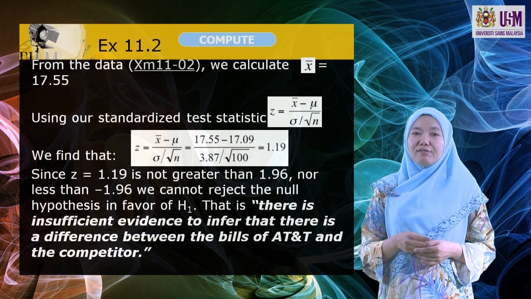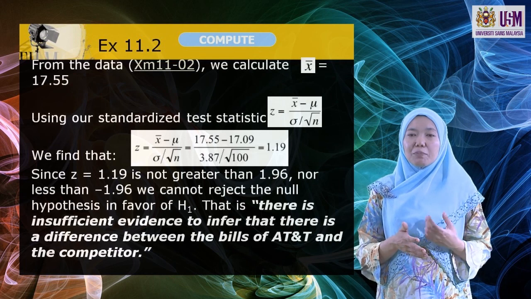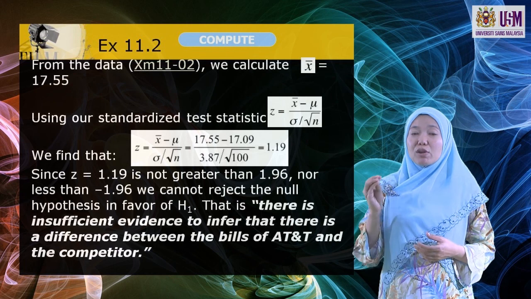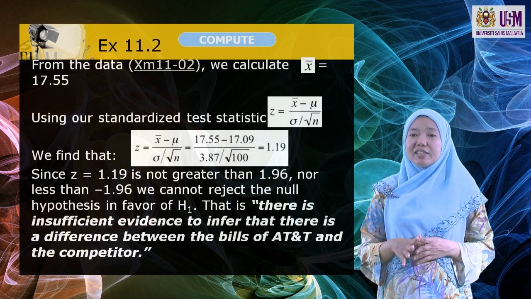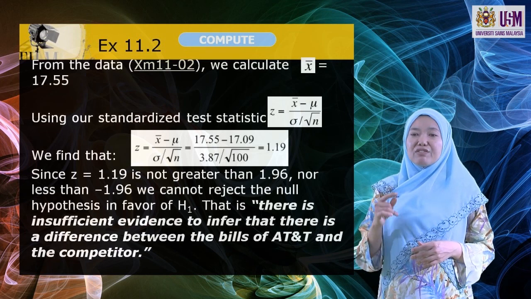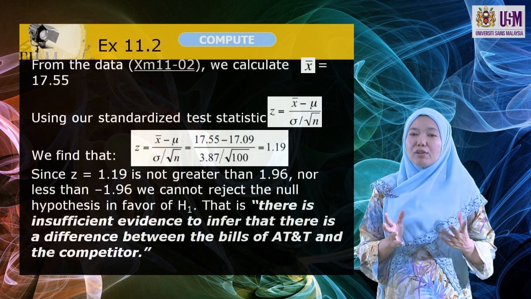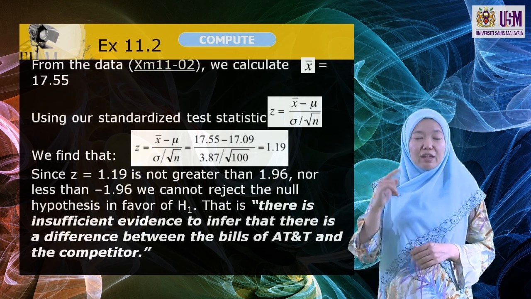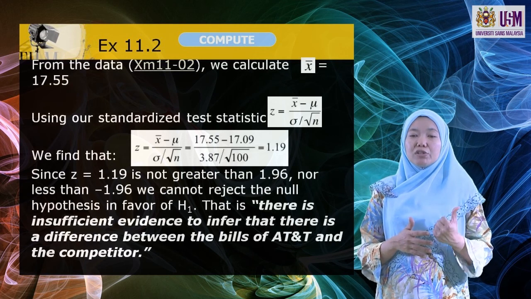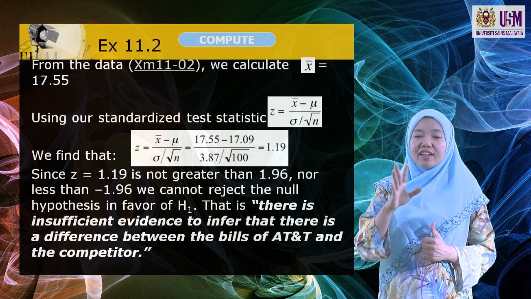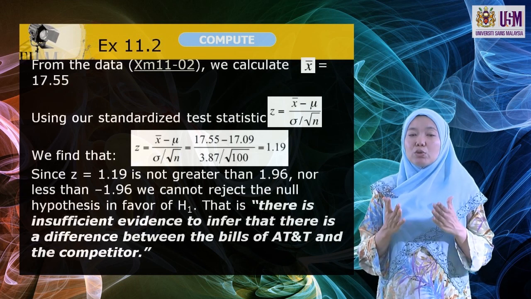Okay, from the data set given in example 11.3, you can calculate manually or you can calculate using the computer. You will get X bar equals 17.55. Then, using our standardized test statistic, the Z-score formula, X bar minus mu divided by sigma divided by square root of n, you replace the values. X bar is 17.55, mu is 17.09, you get that from the question. Sigma 3.87 is also from the question. Sample size 100 is also from the question. Solve the numerator, then the denominator, divide both. What you get is Z equals 1.19.